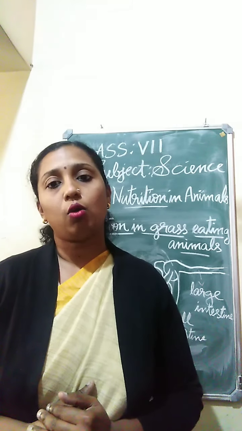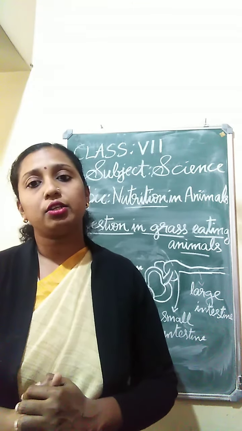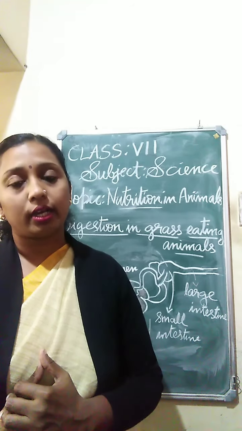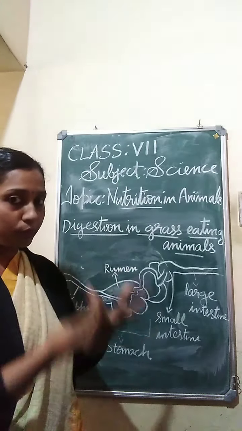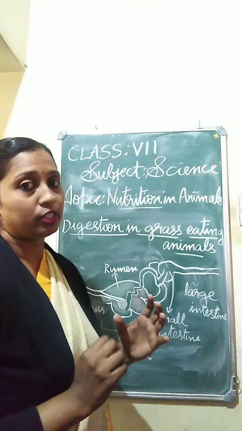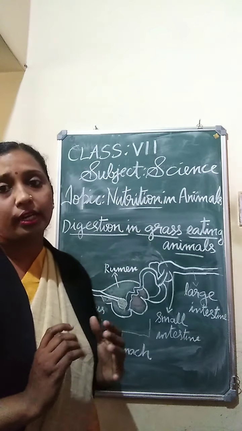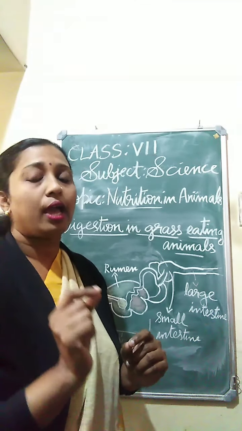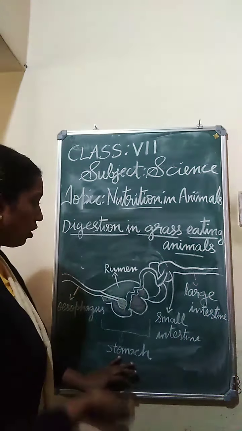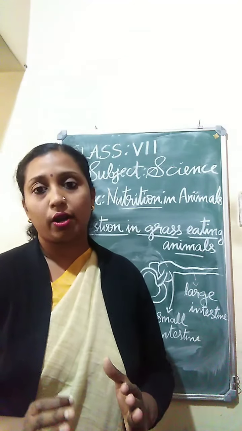Have you observed cow, buffalo and other grass eating animals chewing continuously even when they are not eating? What happens is that those animals quickly swallow the grass and store it in the part of the stomach called rumen. The food is partially digested in the rumen, and that partially digested food is known as cud. C-U-D, cud.